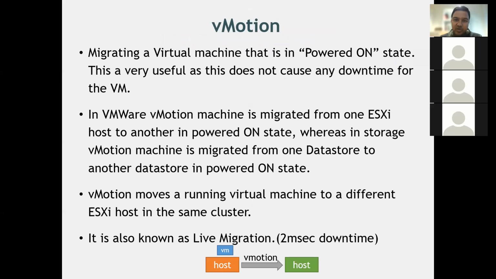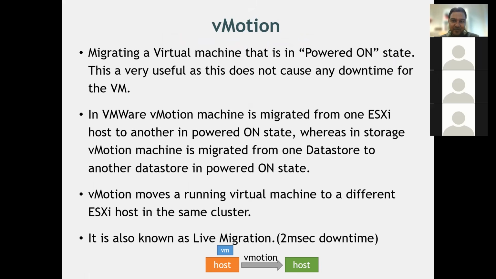The third one is vMotion. vMotion is one of the very good migration services by the VMware software, and it is so strong that you are actually migrating the VM from one host to another host, and the downtime is only 2 milliseconds.